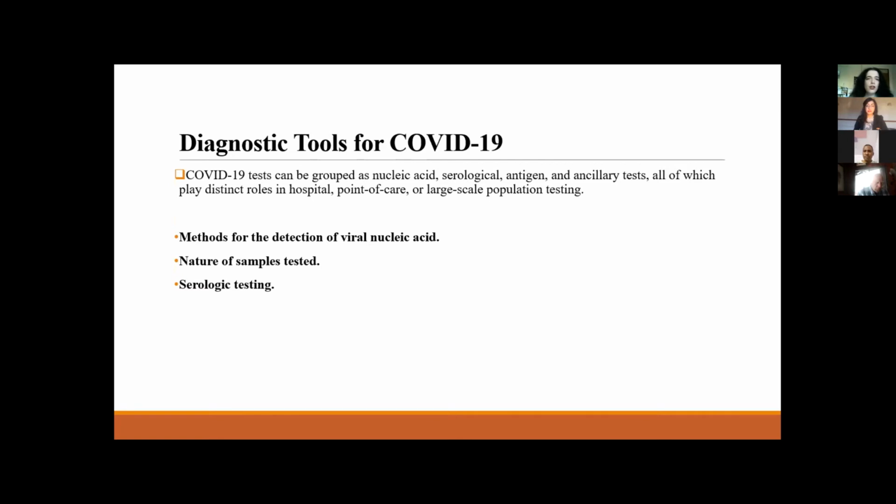Now, diagnostic tools for COVID-19. What are the diagnostic tools? Methods for the detection of viral nucleic acid, nature of samples tested, and serologic testing. These tests are nucleic acid, serological, antigen, and ancillary tests, all of which play distinct roles in hospital or large-scale population testing.